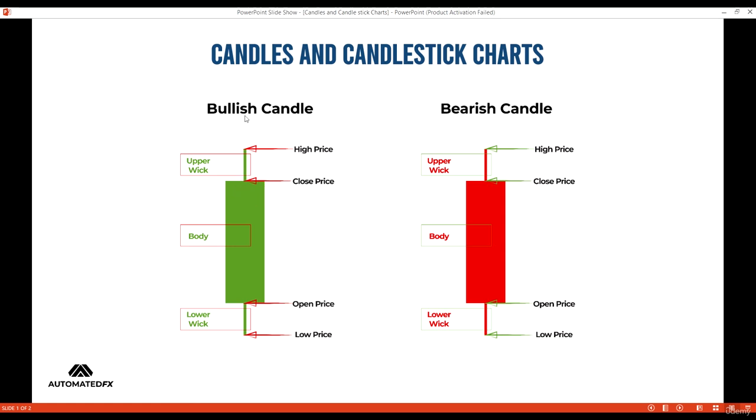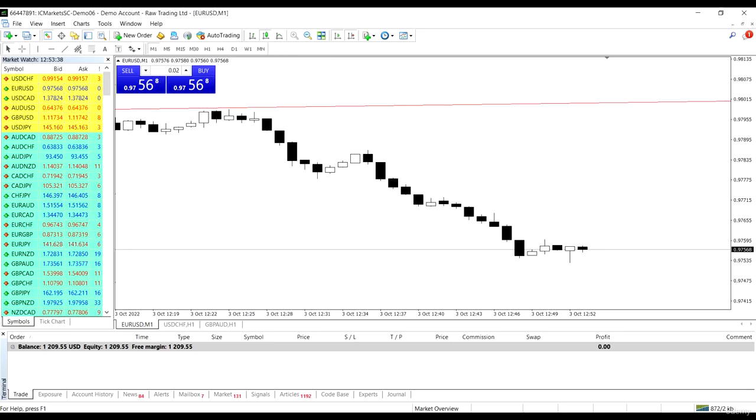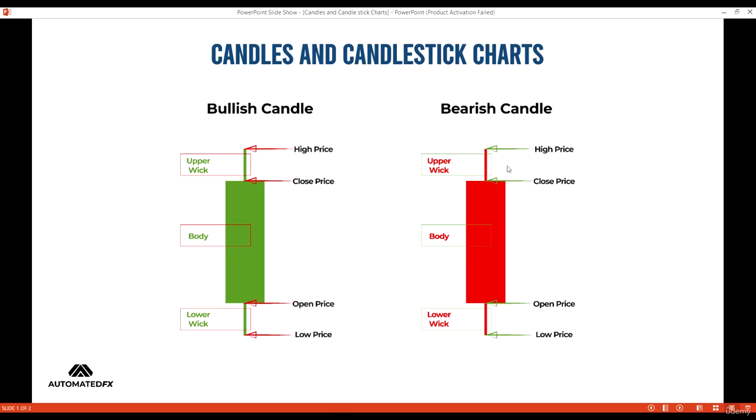So we sometimes denote the bullish candle with a green color or a white color, like I've done here, and the bearish candle with a red color or a black color, like I've done here. So that's what you have to understand. Okay, so for a bullish candle, you have to understand that the open price is here, and then the close price is here. So the close price is higher than the open price.